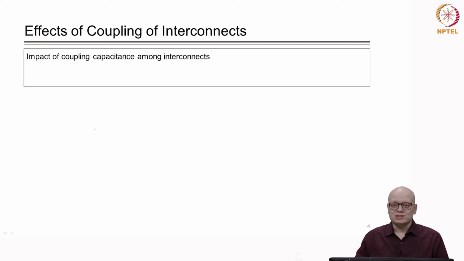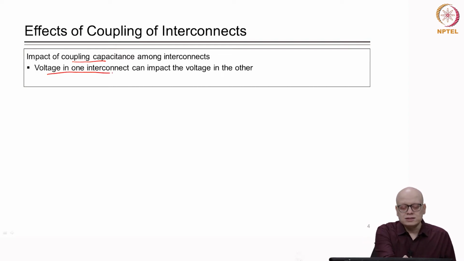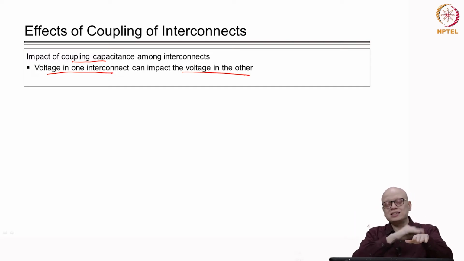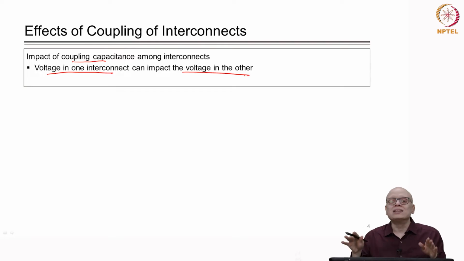In the previous lecture, we looked at the fact that there are many interconnects in close vicinity of a given interconnect, and that gives rise to coupling capacitance. So, there is a capacitance between interconnects, and because of coupling capacitance, if there are two interconnects lying in close vicinity and there is a change in voltage in one of them, then there is some impact on the voltage in the other interconnect also.